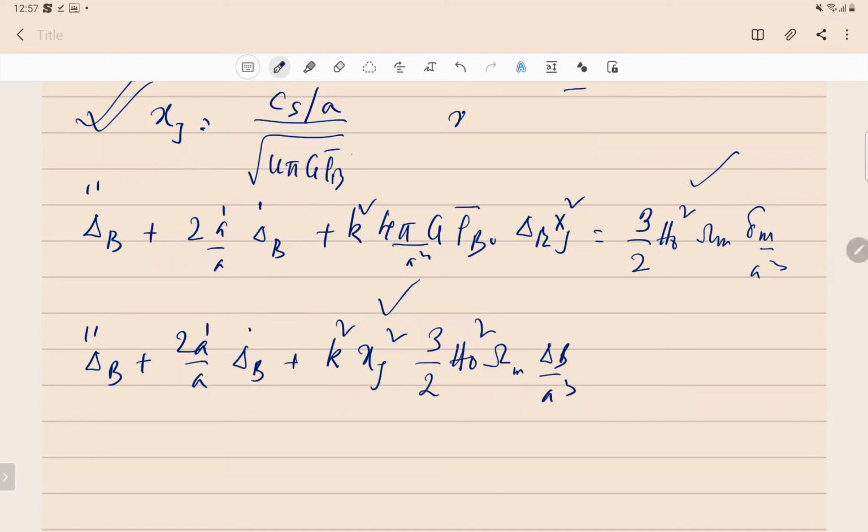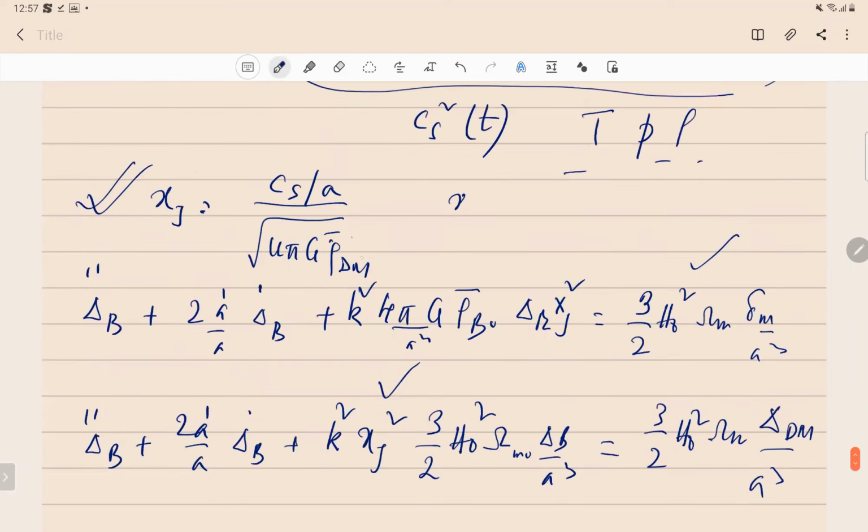So, okay, I'm sorry, I'm wrong. This is not omega baryon. This is rho. Because this is the gravitational source term, the gravitational source term will always have dark matter. So this is still omega matter, dark matter. And on this side, you have 3 by 2 H0 squared omega matter, delta dark matter by a. Okay. And this is also in Fourier space, so I should also probably use capital Delta. So right, capital Delta dark matter.